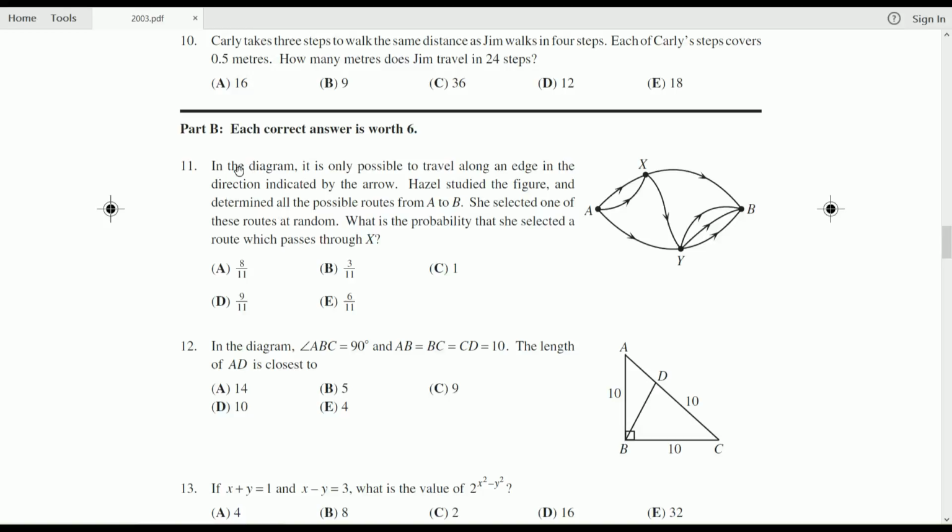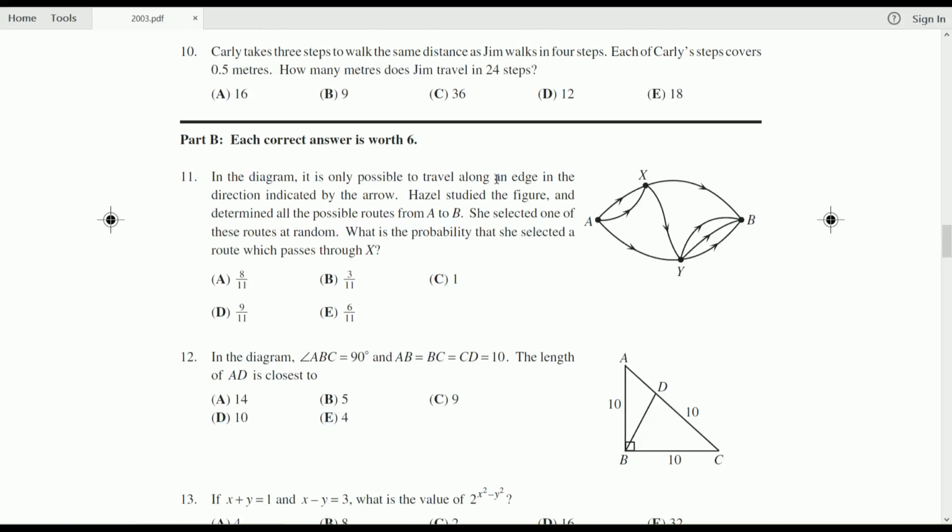So question 11, in the diagram, it is only possible to travel along an edge in the direction indicated by the arrow. Hazel studied the figure and determined all the possible routes from A to B. So we've got an A over here, and then we've got a B over here, and she's going along all the arrows. Okay, so she might go to X, and then to Y, and then to B, or she might go A to Y to B, who knows. She selected one of these routes at random.